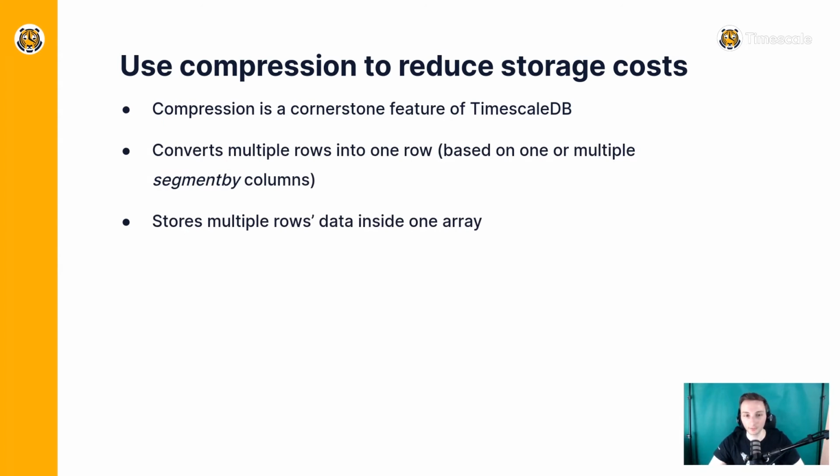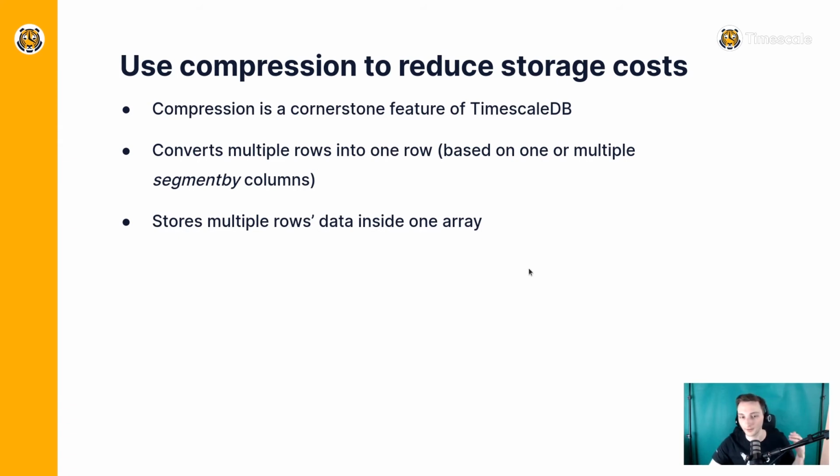So if you're recording temperature values, and you have a column called device ID, and you have a column for the actual temperature in Fahrenheit or Celsius, and you define the device ID as the segment by column, that's not going to be compressed, but all the other columns, the temperature values, will be compressed into one row per device ID, and the values will be stored in an array.